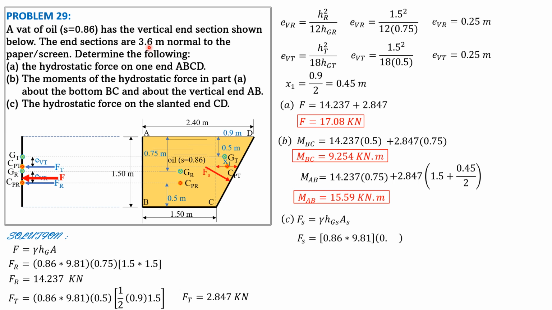So Fs is 0.86 times 9.81 times 0.75 times square root of 0.9 squared plus 1.5 squared, length, times width perpendicular to the board, 3.6. So Fs is equal to 39.85 kilonewtons. So that's it for this problem 29.